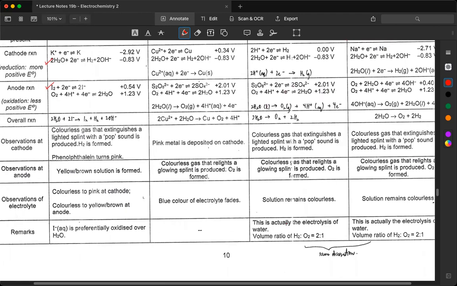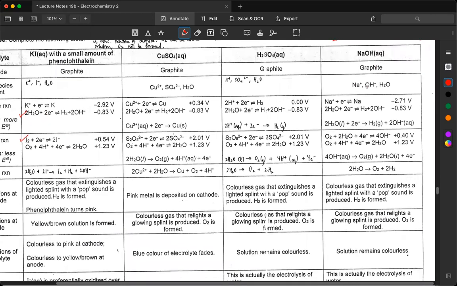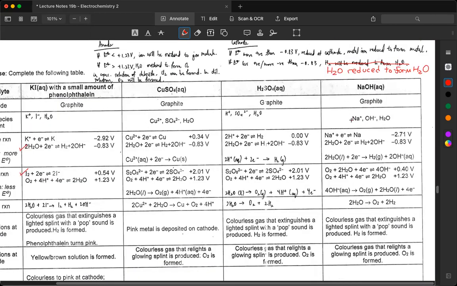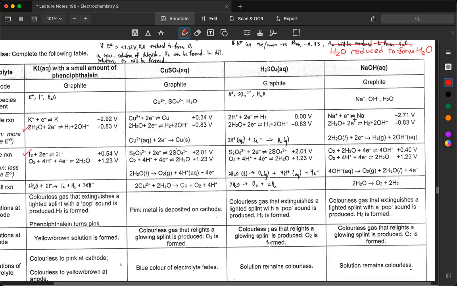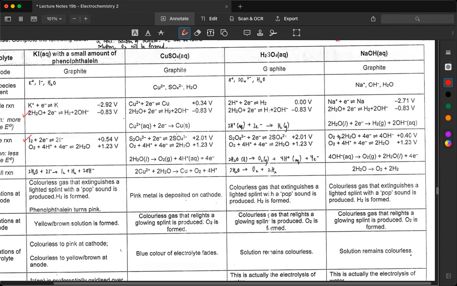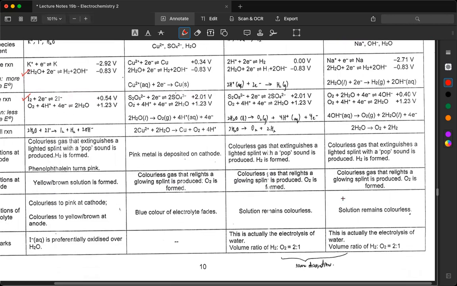Okay, these are the observations. And then lastly, sodium hydroxide, aqueous: Na+, OH-, and water. So between these, the more positive one will be this one, and the less positive one would be this one. So for OH-, it's the other way around, because it's undergoing oxidation. So you choose the one based on their redox potential. And then when you combine the equations, you need to flip. All right, and so on.